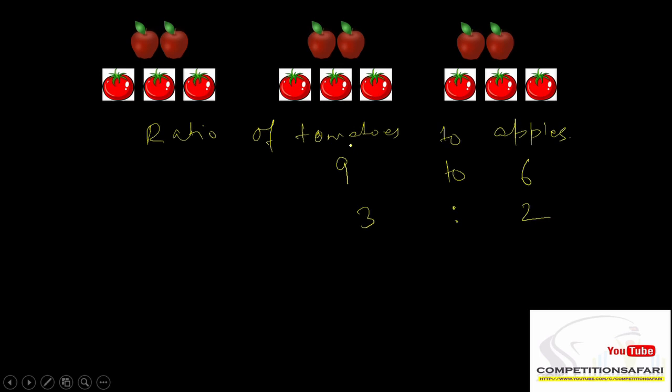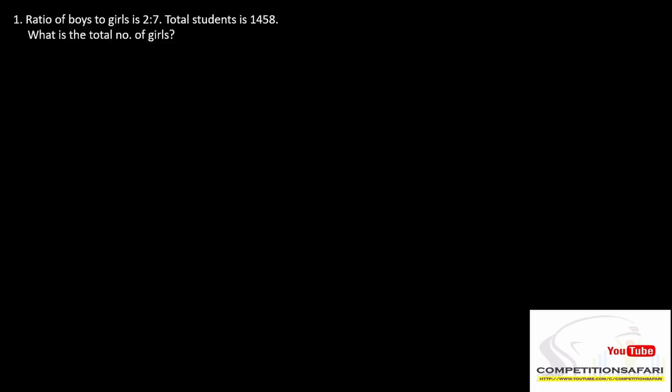Now let's see some basic problems on ratios. The ratio of boys to girls is 2:7. The total number of students is 1458. What is the total number of girls? So we have a group of students where we have 2 boys and 7 girls. So the group consists of 2 boys and 7 girls. And we need to find the total number of girls.